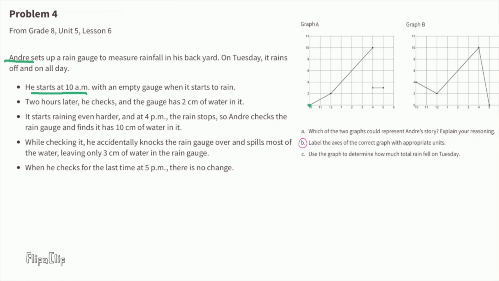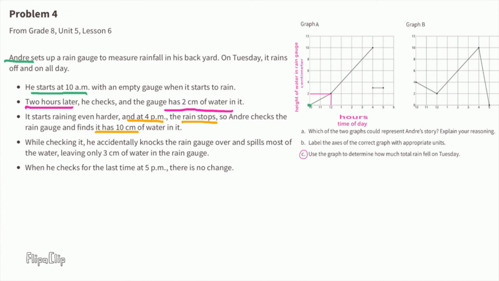B, label the axes of the correct graph with appropriate units. It says here that 2 hours later he checks the gauge and the gauge has 2 centimeters of water in it. That means that the units would be hours and centimeters. The horizontal units across the bottom are time of day in hours, and the vertical units are centimeters, representing the height of the water in the rain gauge.